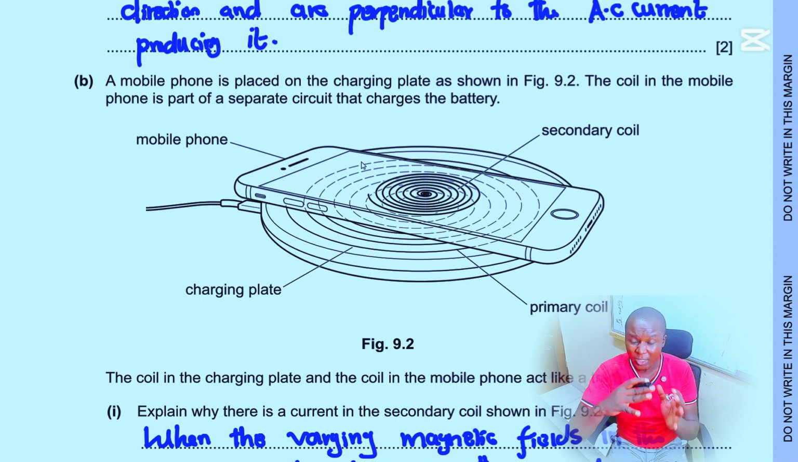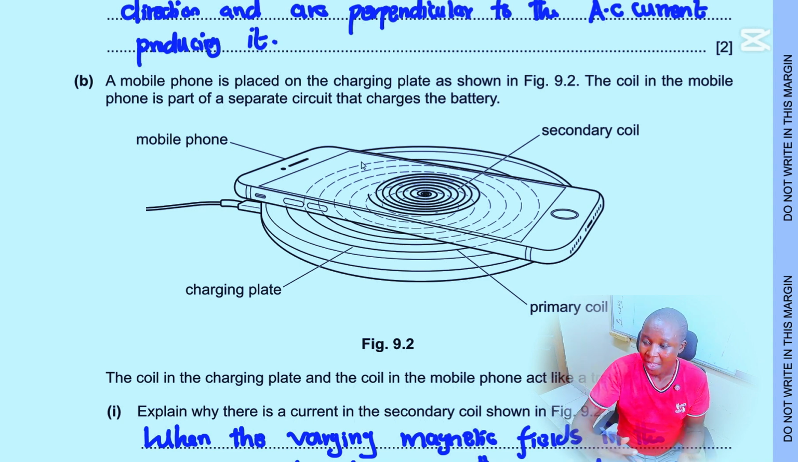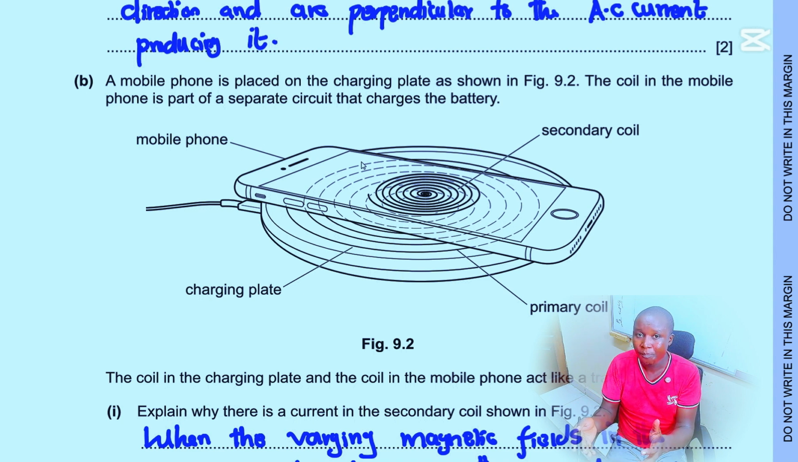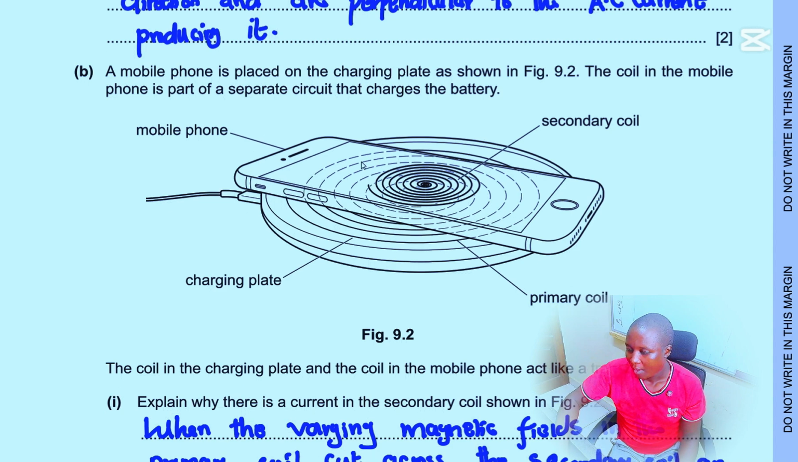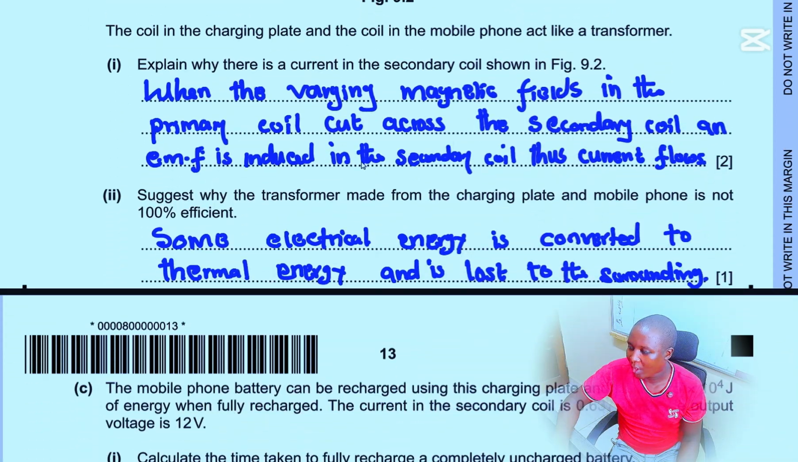Something that you need to remember at this point is these two coils are not connected at all. But when a current flows through the primary coil, it will create magnetic fields which are constantly changing size and direction. So these created magnetic fields will cut through the secondary coil, and an EMF will be induced inside that coil. Now, that is it, and that is what we are supposed to state.